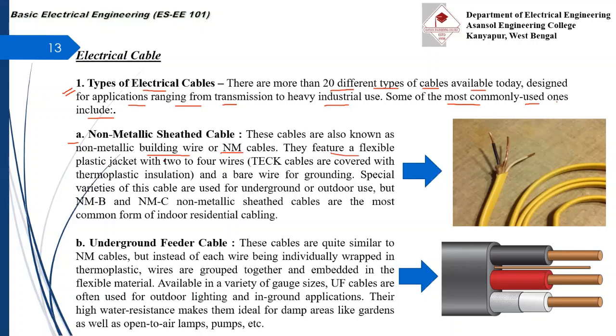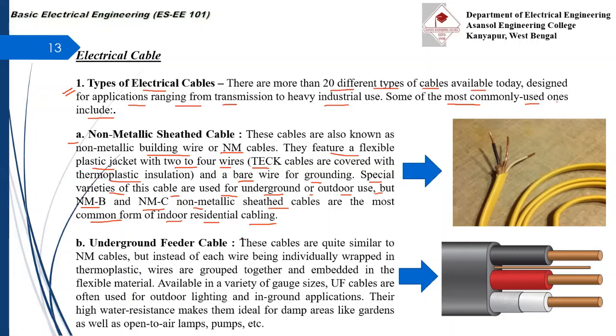They feature a flexible plastic jacket with 2 or 4 wires. That is, these cables are covered with thermoplastic insulation and a bare wire for grounding. Special varieties of this cable are used for underground or outdoor use, but NMB type and NMC type, that is non-metallic sheathed cable, are used in the most common case in indoor residential cabling. You can see this kind of wire everywhere in your house.